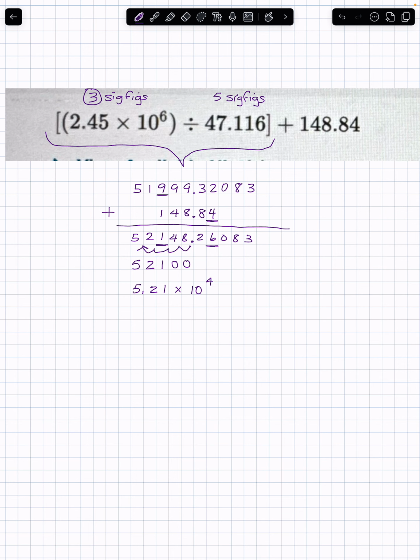And we ask ourselves, is it a big number or a small number? Well, 52,000 is a big number. How does Mrs. K feel about big paychecks? She feels positively about them. So this exponent is positive. So this is the answer.